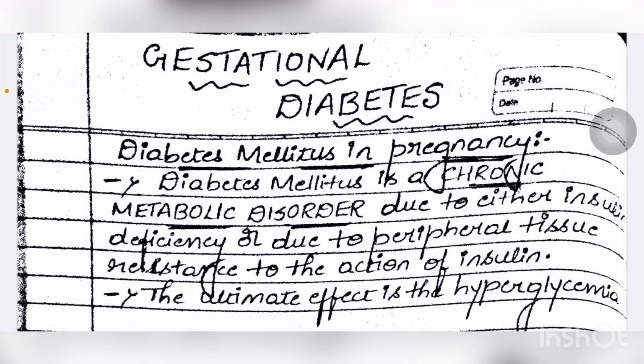Today let's learn about the topic gestational diabetes. Diabetes mellitus in pregnancy. Diabetes mellitus is a chronic metabolic disorder due to either insulin deficiency or due to peripheral tissue resistance to the action of insulin. The ultimate effect is hyperglycemia.